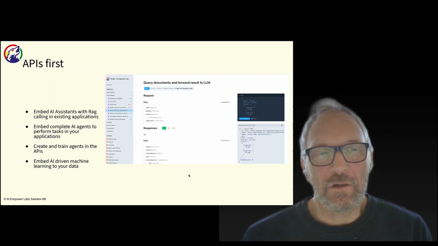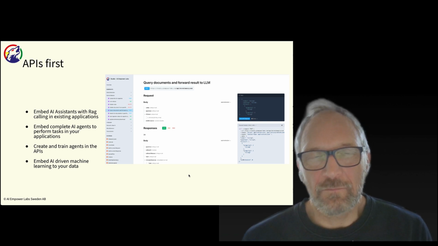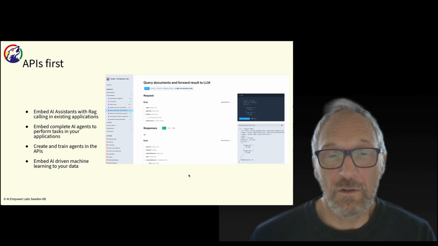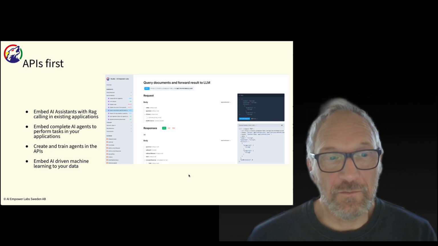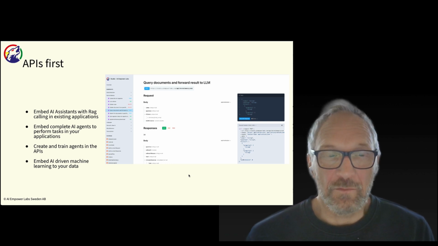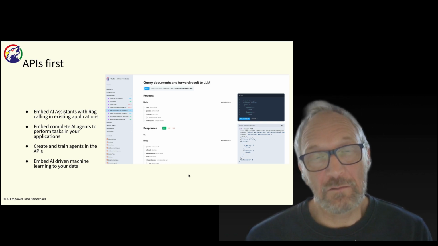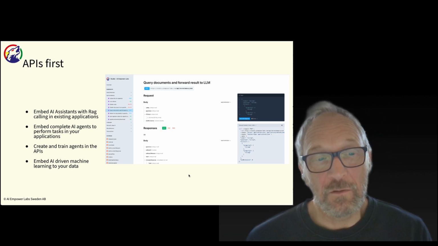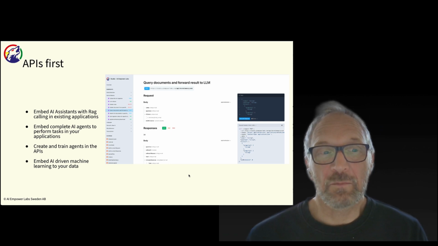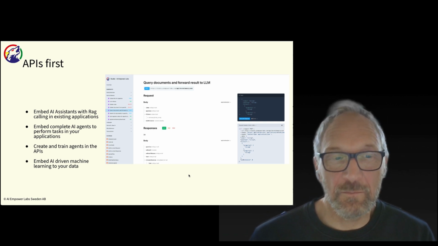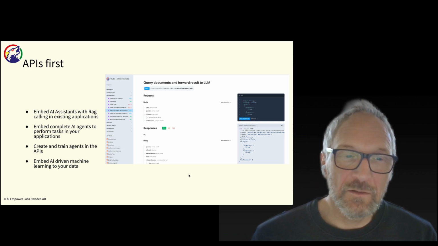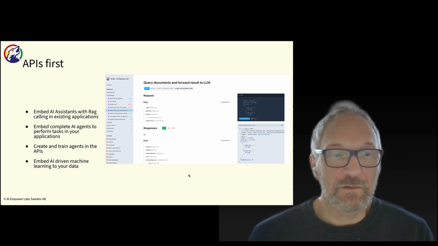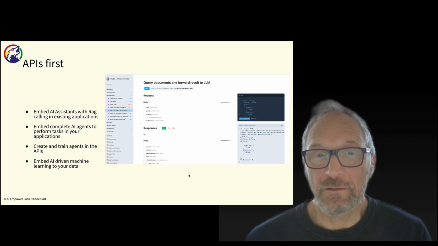We made the system API first. So we make all the APIs, and then for some areas we create UIs, and most of these UIs we provide as open source, so that you can extend or adapt them to your own needs. The APIs make it possible to embed assistants with RAG or generative AI support directly into your existing applications. You can also embed complete agents in your applications, performing tasks across your application through the APIs. You can train, create and build these agents through the APIs as well, and you can embed machine learning into your data through these APIs.